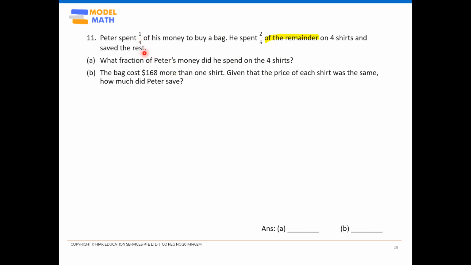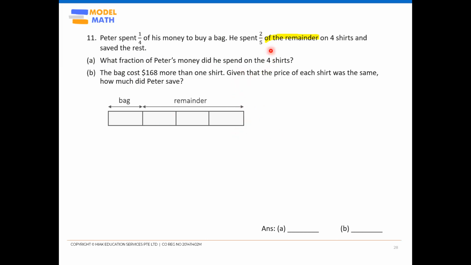So let's start off with drawing 4 units first. That will be our total at first. Out of 4 units, 1 unit is spent on the bag. Next is to identify where is your remainder first. So your remainder is, of course, the leftover 3 parts here.